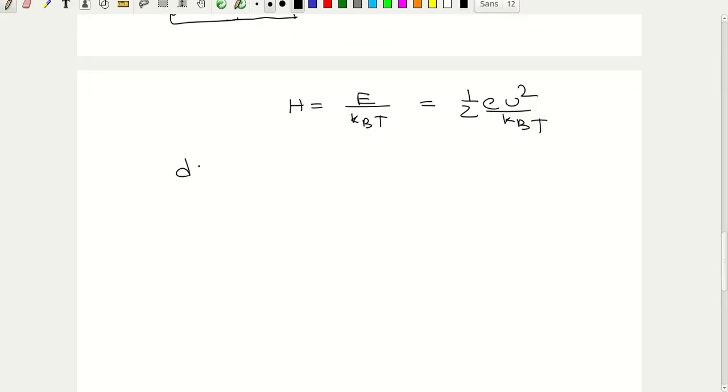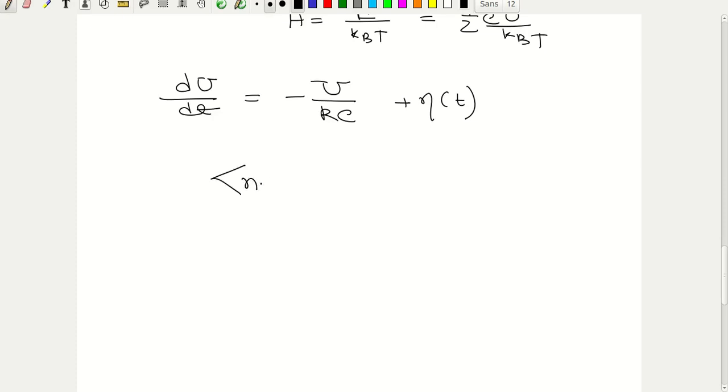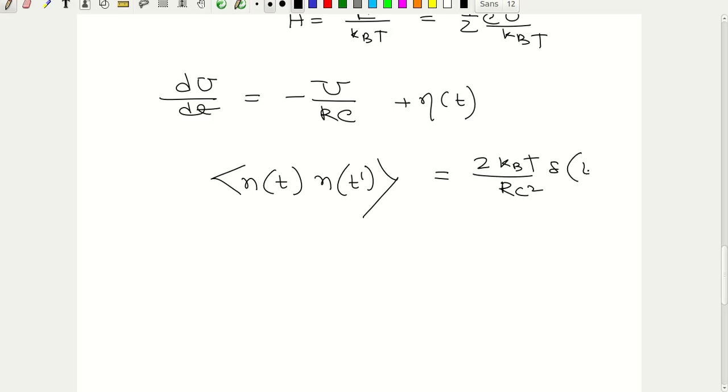And if you write the Langevin equation, how will it look? This is dU/dt equal to minus U by RC, which is the time constant of the circuit or time of relaxation. This is the deterministic term, and then a stochastic term, which is eta of t. Here this eta is delta correlated white noise. So the correlation of eta will be like 2 k_B T by R C squared delta of t minus t prime.